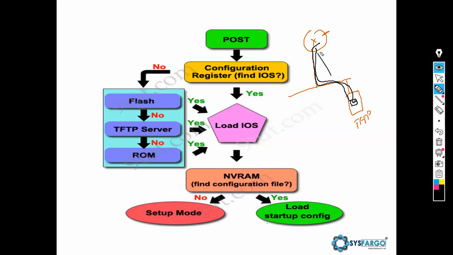Then connectivity should be there, and configuration should be done here. Connectivity should be there to reach the TFTP server, so obviously the cable has to be connected and everything. But generally we will not do all these things. Even in the production network, we always store the IOS in the flash only. You have the option if you don't want to store the IOS on the local router and want to store it in some other place, but nobody will do that.